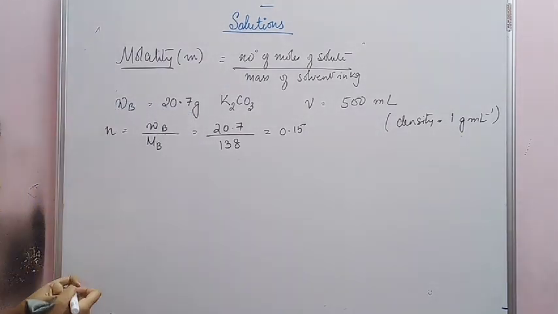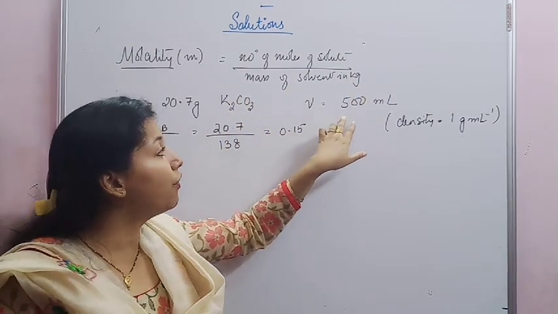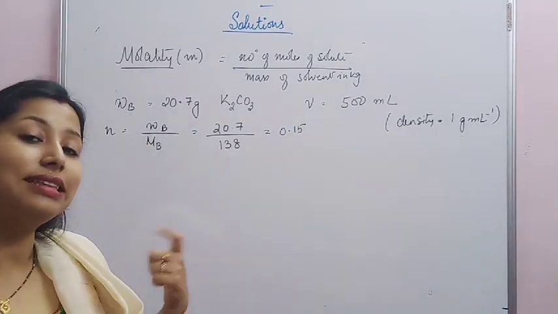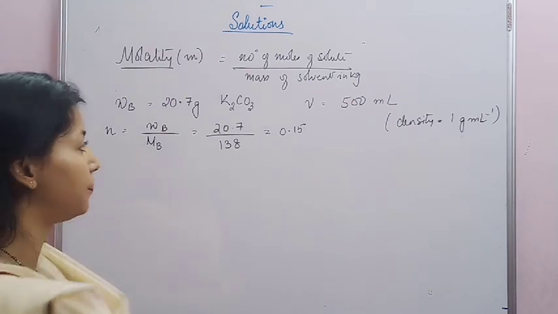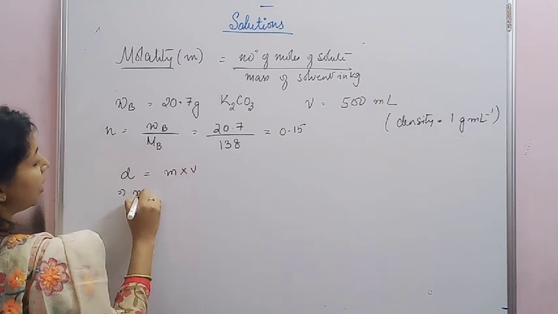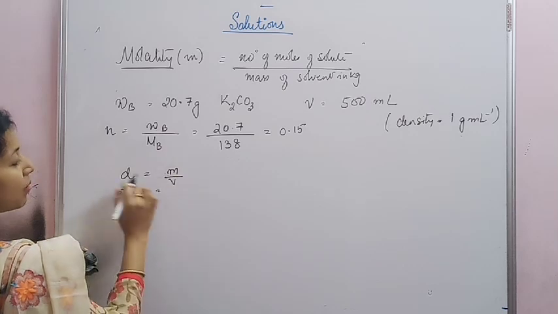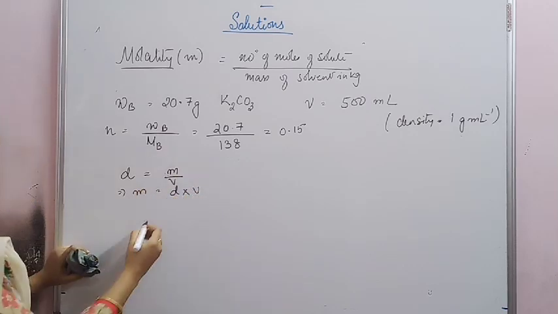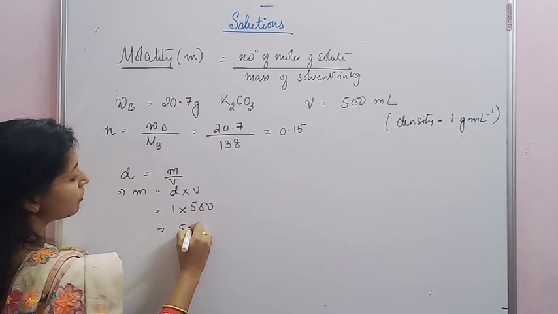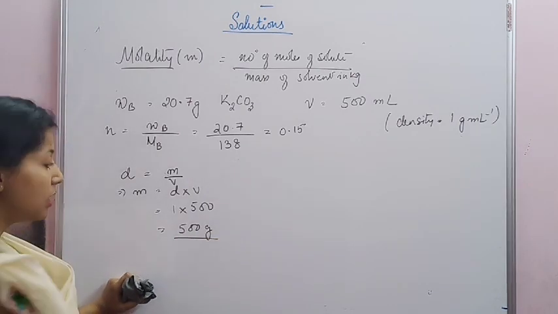Now, you have to remember that for molality, we need to find the mass of solvent, but the volume of solution is given. Volume is given, density is given. We know that density is equal to mass by volume. So, mass will be density into volume. Density is 1 into 500. So, my mass comes out to be 500 grams. So, the mass of the solution is 500 grams.